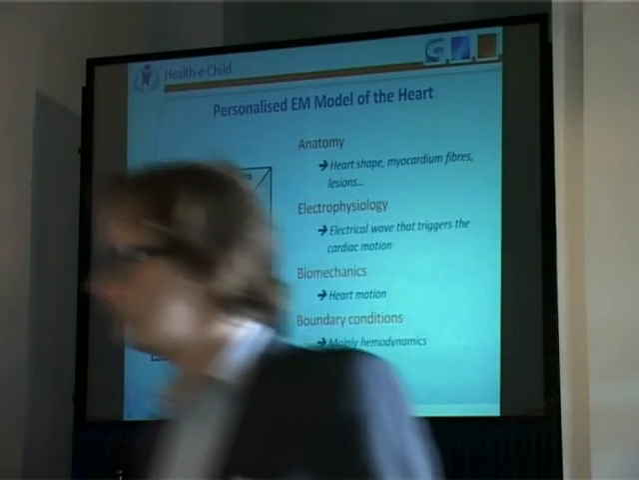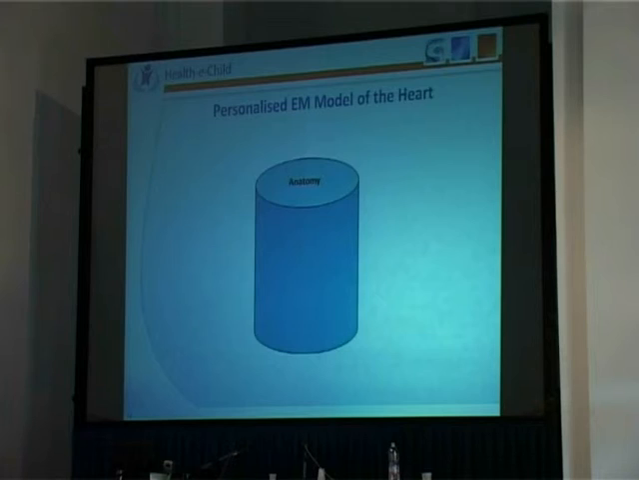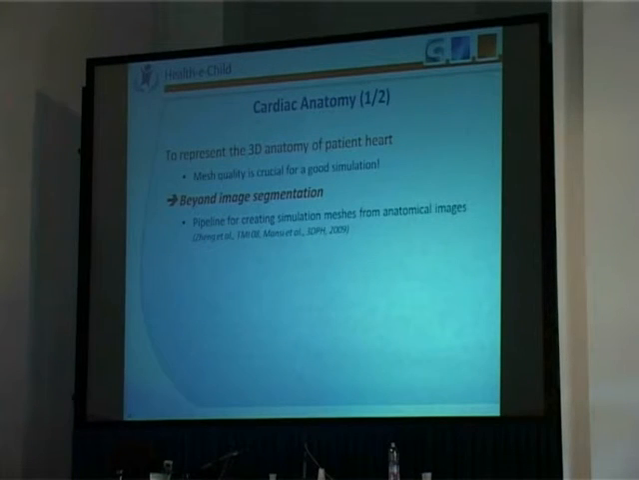So let's have a close look at the model. The heart is made of four components. So the anatomy, electrophysiology, where the electrical wave propagates and then contracts the heart, the biomechanics, and finally the boundary conditions, which are the pressure in the arteries, atria, and so on. For the anatomy, what we need for the simulation is an accurate representation of the heart of a given patient.